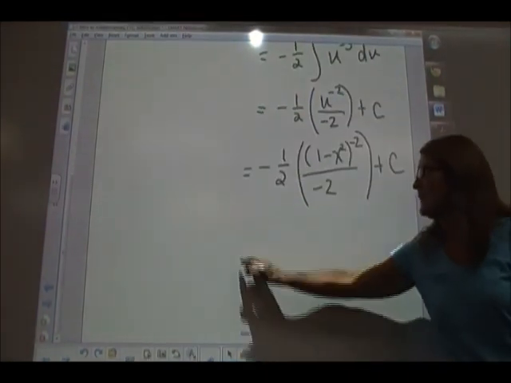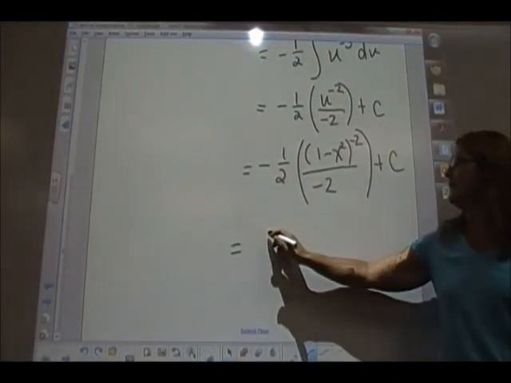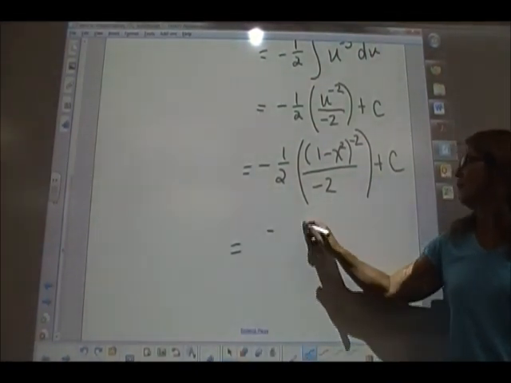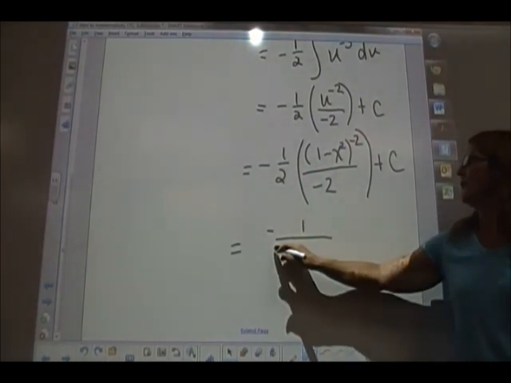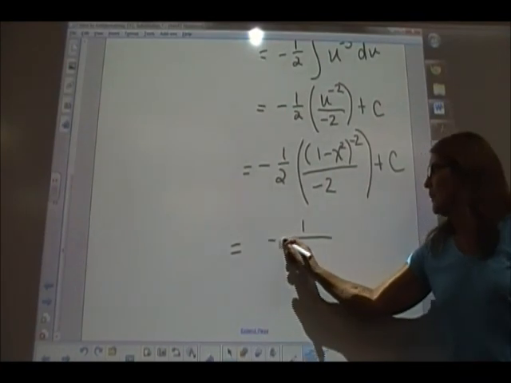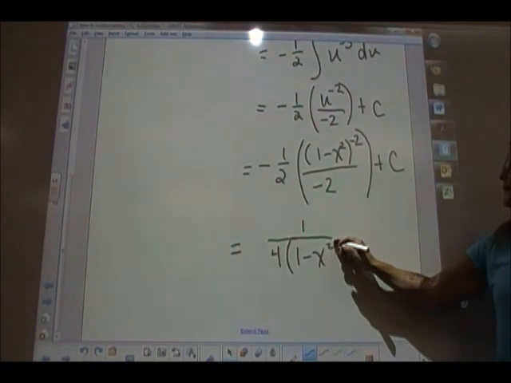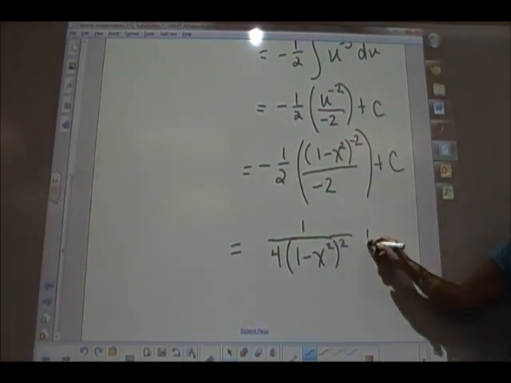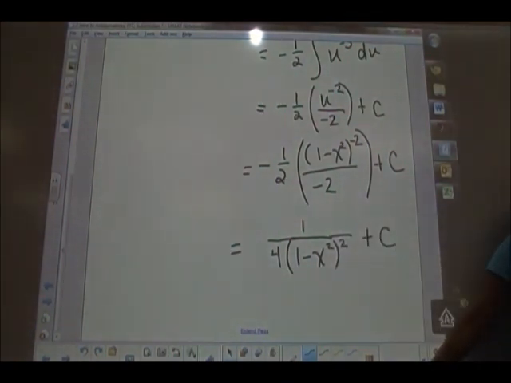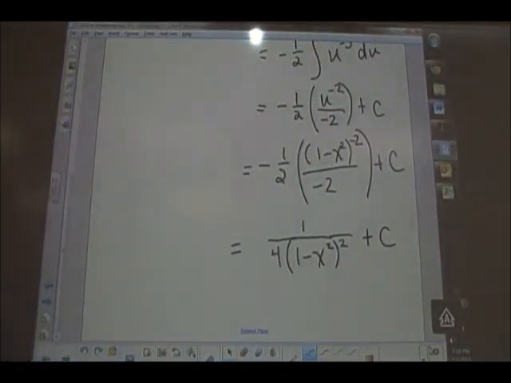Now you could simplify that really easy if you wanted to. You may not want to, but that would just simply be what? Negative 1 over... No, it's going to be positive, isn't it? We'll have a 1 over 4 times 1 minus x squared, plus c would be the simplified version if you don't want to go to the trouble of typing all that in. So let me go back to what I did. This is the idea of substitution.